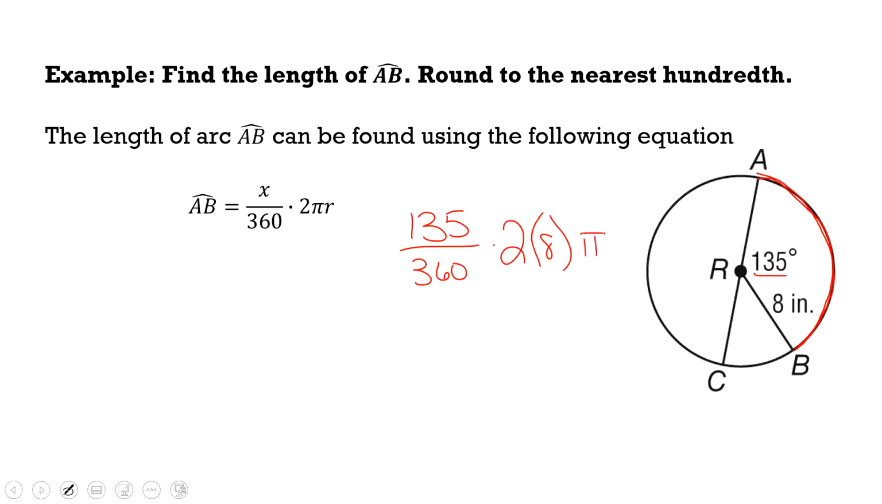Again, we look, nearest hundredth. They want us to round it, so we do the math out. 135 divided by 360 tells us the percentage of the circle. It's 0.375 if you want to see what it looks like. So that's 0.375, times 16 pi. Now we just do it out: 0.375 times 16 times 3.14. We find out that this is 18.84 inches.